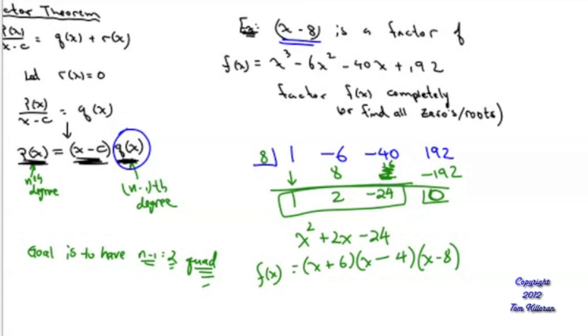Now, if I was looking for zeros and roots, what would be my solutions? X equals negative 6, positive 4, and positive 8. Ta-da. Cool. All right, don't erase nothing. I'm going to erase over here.